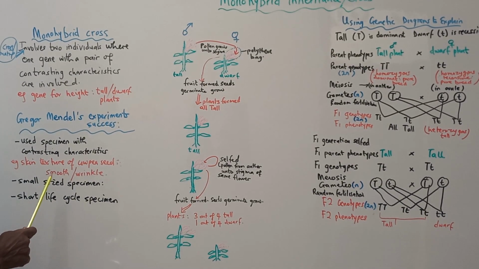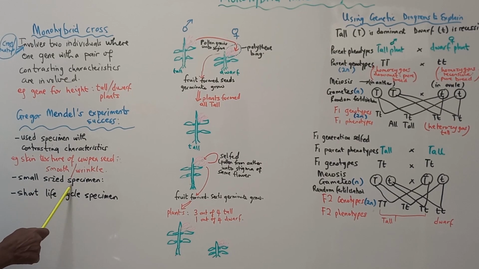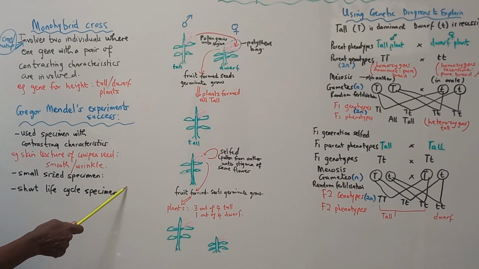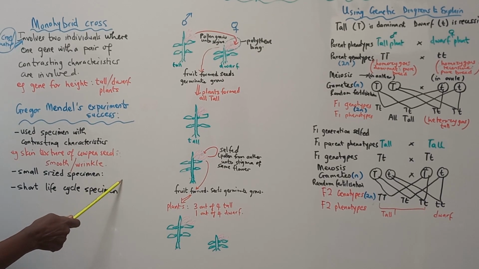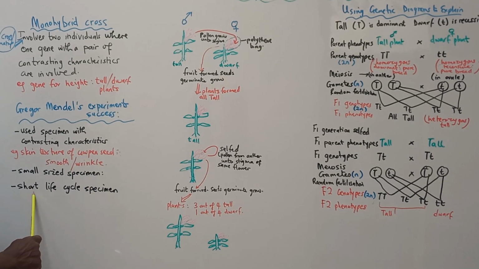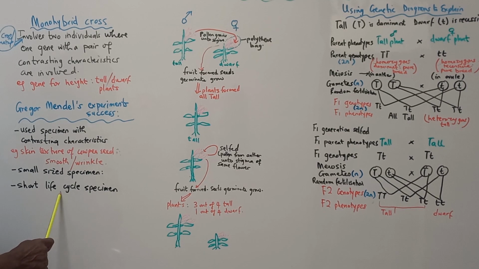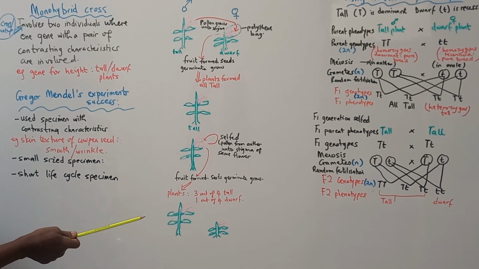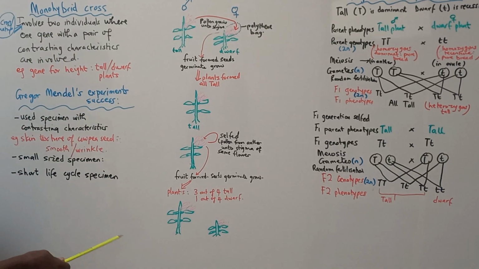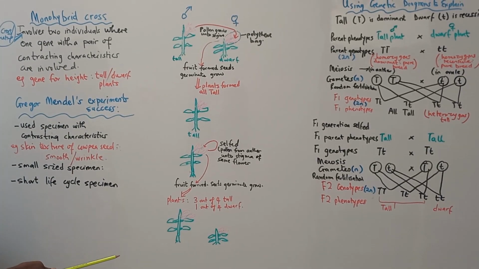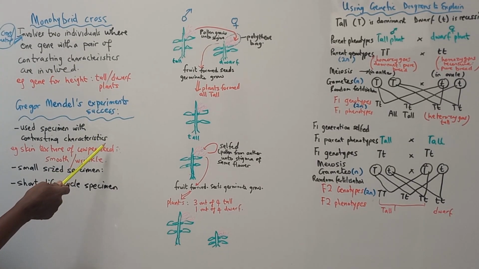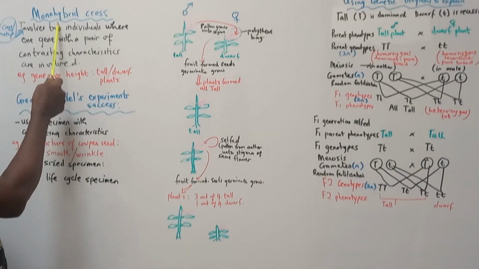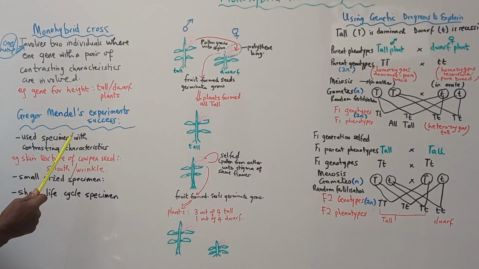Mendel was also very successful because he used small-sized specimens, so he could grow plenty of plants in a small space. He also used materials with a short life cycle, so the generation produces results quickly and another generation comes in. That is Mendel. And one of Mendel's experiments is on the monohybrid cross.